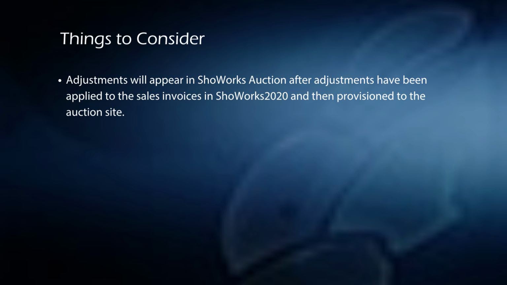A couple of things that you would want to consider with doing immediate payments. Adjustments will appear in ShoWorks Auction after adjustments have been applied to the sales invoices in ShoWorks 2020 and then provisioned to the auction site. So if you have any adjustments that need to be made, you'll want to apply them to those sales invoices straight in your ShoWorks 2020. And then whenever you provision, it will appear in the online auction site.